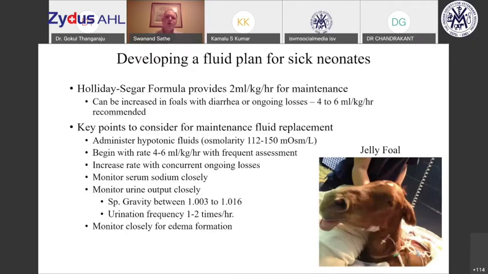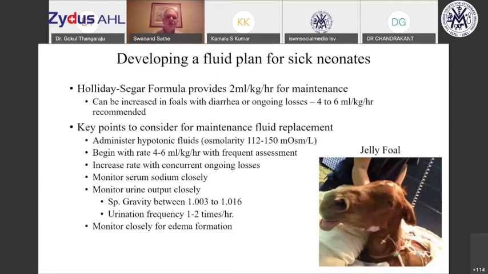However, you do have challenges with foals that have ongoing losses. So this formula cannot be used in foals that have, for example, diarrhea. For ongoing losses, you can supplement foals at a higher rate, almost up to 4 to 6 ml per kilogram per hour, right? The Holiday-Segar formula provides fluid at a much lower rate, at 2 ml per kilogram per hour for maintenance.